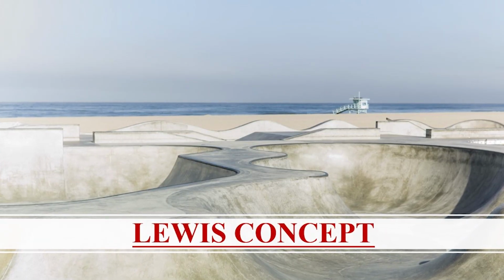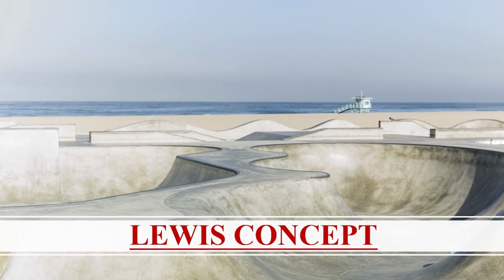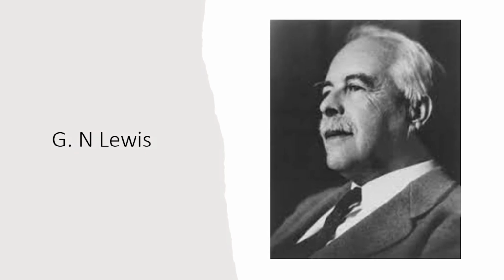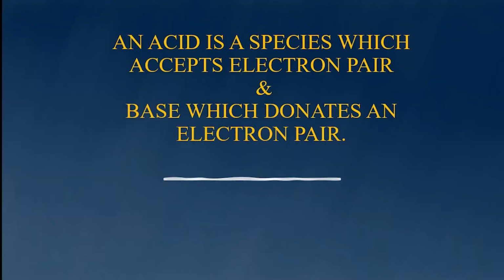Now we shall discuss the third concept of acid and base, that is the Lewis concept. G. N. Lewis in 1923 defined acid as a species which accepts an electron pair and base as one which donates an electron pair. We know that as far as the base is concerned, there is not much difference between the Bronsted-Lowry concept and the Lewis concept, as in both cases the base provides a lone pair.